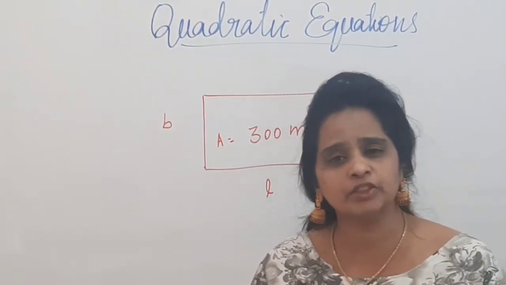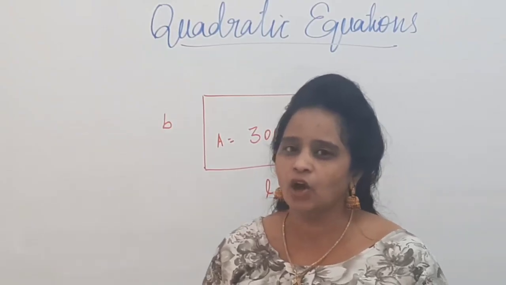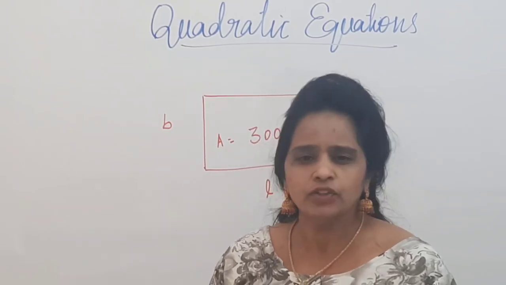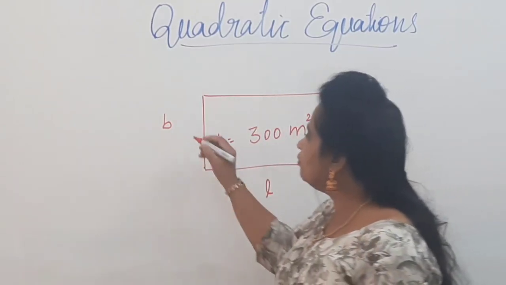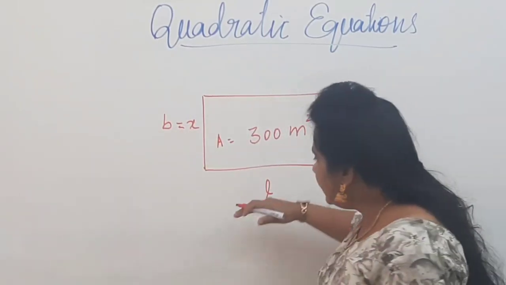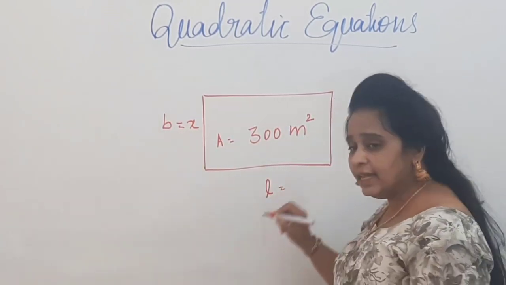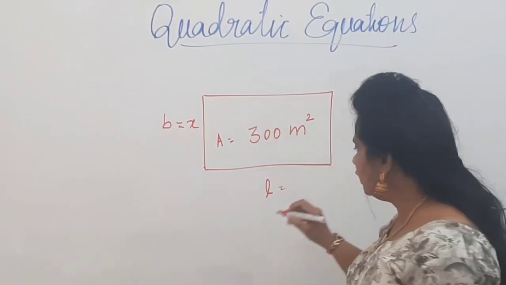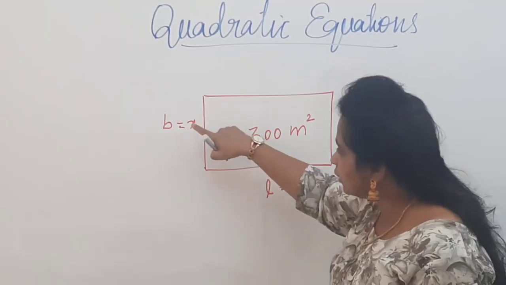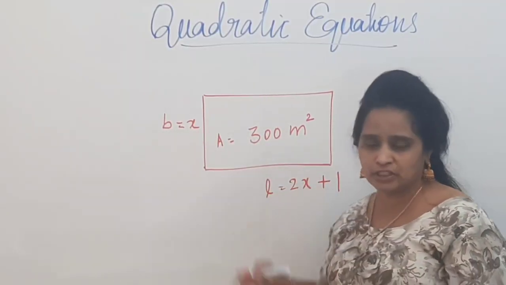That means I do not know what the breadth is either. In math, what is unknown, you will always take as x. So I do not know the breadth, so I will take the breadth as x, not the length as x. Why? Because length is defined in terms of breadth. Now, how is it defined? Length is defined as 1 more than, and 1 more than means plus 1, and twice its breadth means 2x. So my length becomes 2x plus 1.